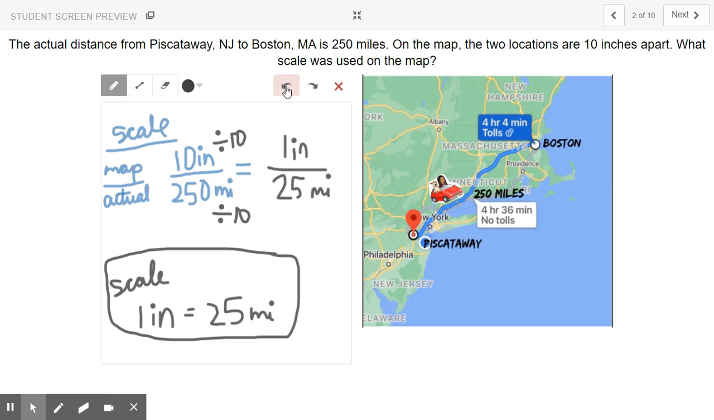Now, to figure out the scale that was used, I would divide top and bottom terms both by 10, so that the top number becomes 1. I know how much 1 inch represents on the map. So when you divide that, the answer is 1 inch on the map represents 25 miles in real life, in the actual distance. So the scale that was used is 1 inch equals 25 miles.